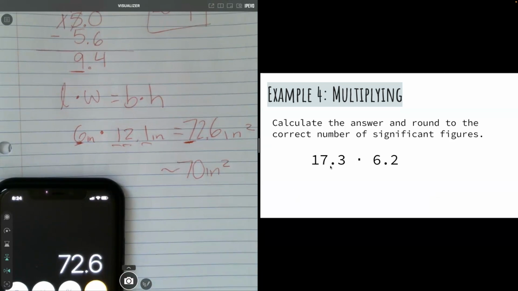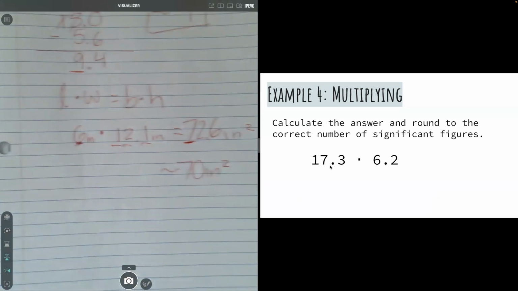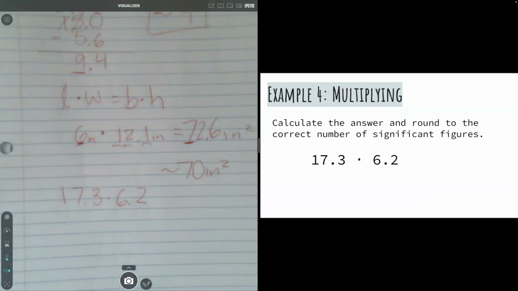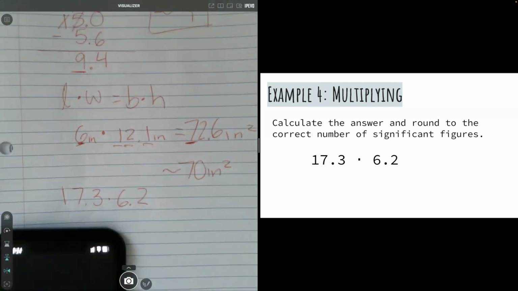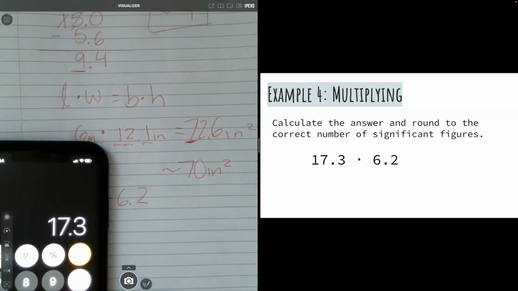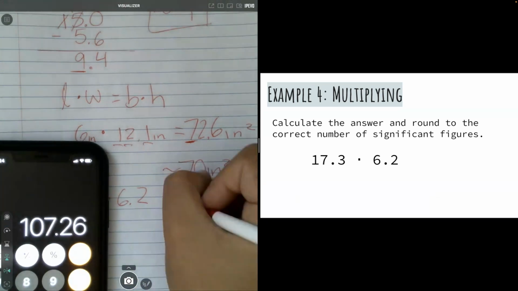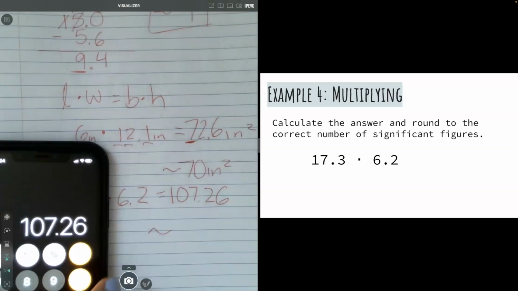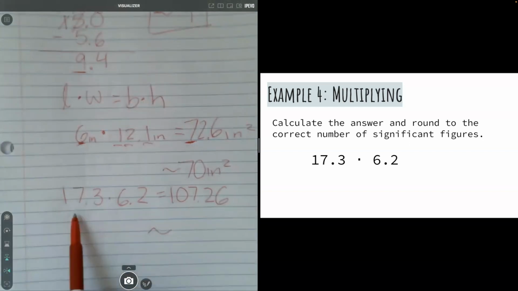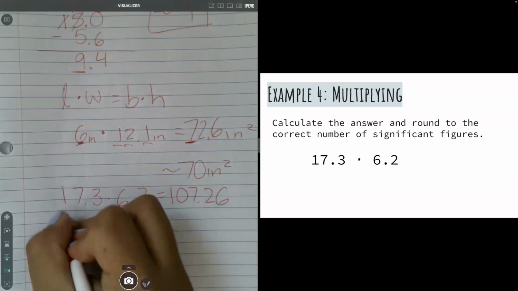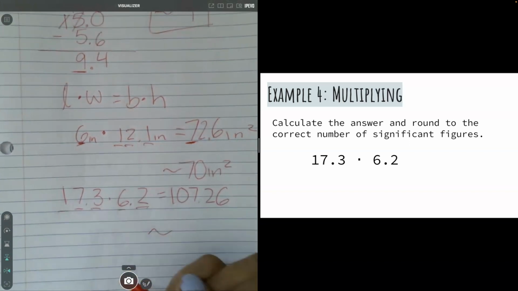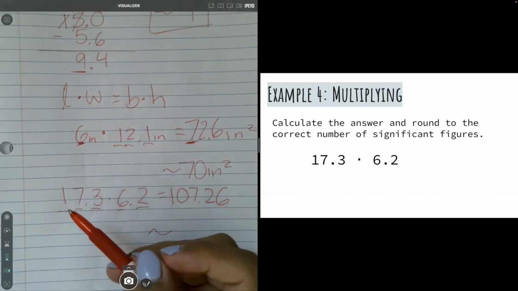Another example for multiplying, I'm going to multiply now 17.3 times 6.2. Again, just 17.3 times 6.2, I get 107.26 as my answer without rounding. But then when I round, I'm going to look for which one has the least amount of sig figs. This one has 1, 2, 3 significant figures. This one over here has 2. So my answer should only have 2, right? 2 is less than 3.